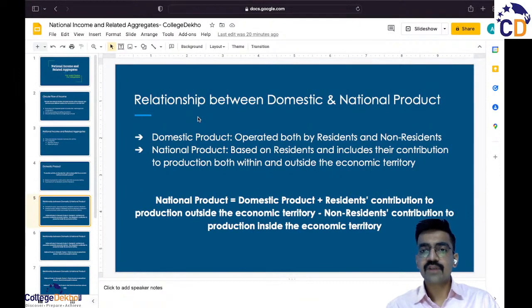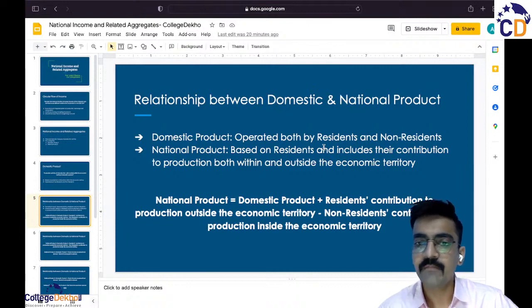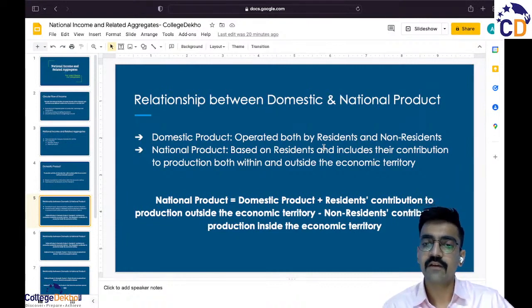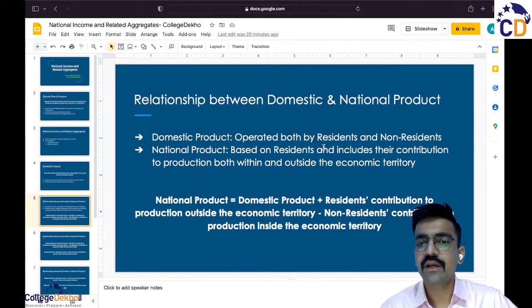Now, let us first understand what national product means, and then we will look at the relationship that exists between the domestic and national product, right? So, domestic product, we have already had a look at this. A product is operated both by residents and non-residents, right? Both of these may have production units in the economic territory of the country, and whatever value arises out of these units will be included in the calculation of domestic product, right?